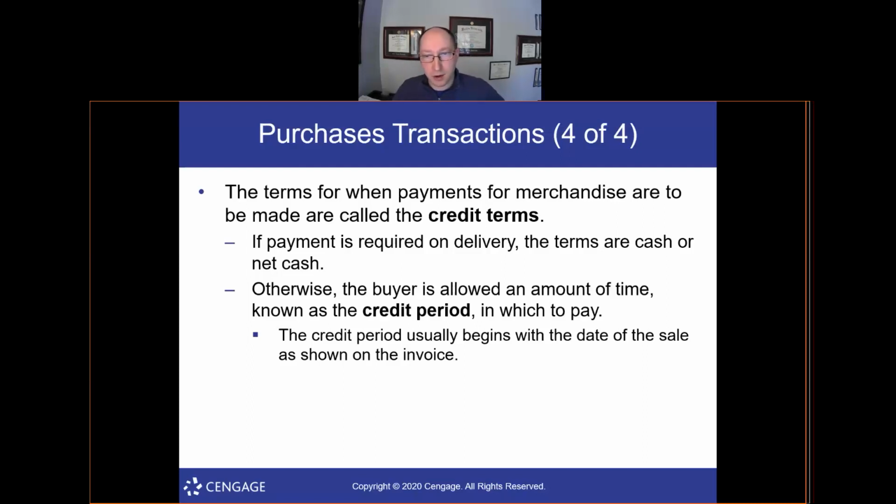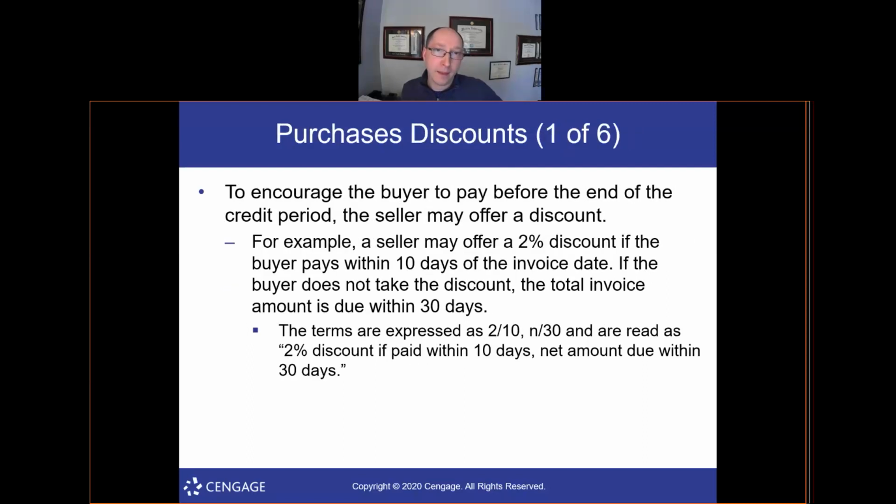Otherwise, the buyer is allowed a certain amount of time. We call that a credit period. So when you see n/30, that means you have 30 days to pay that bill. That's called the credit period. The credit period usually begins with the date of the sale as it's shown on the invoice. Purchase discounts. So I'm going to break down what we talked about earlier, the 2/10, n/30.